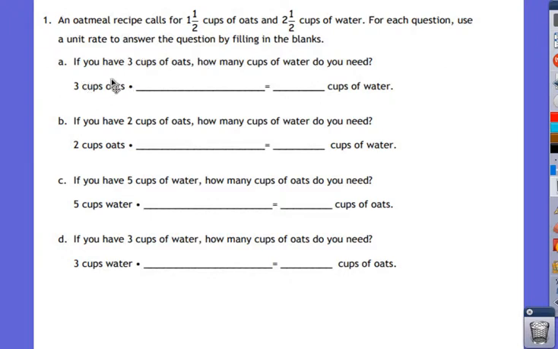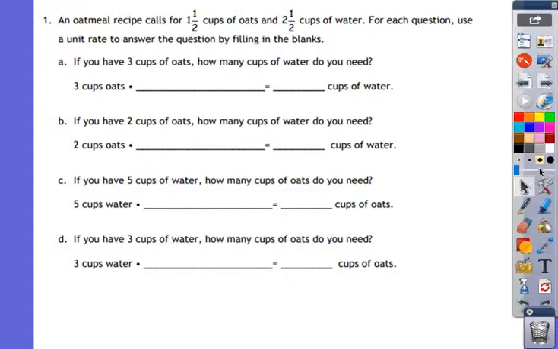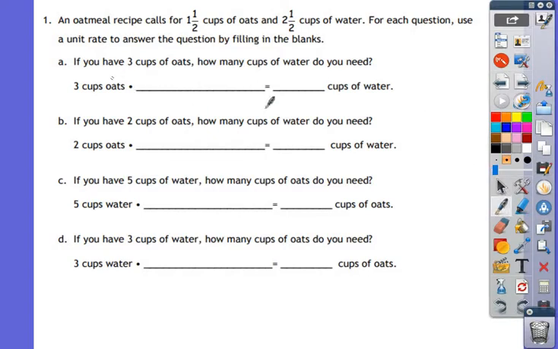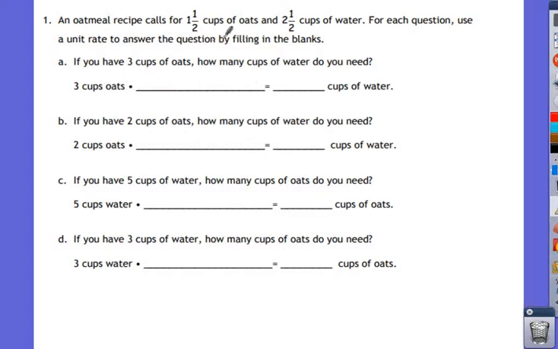Okay, so I have 3 cups of oats. I need to figure out how many cups of water I need for this particular recipe, and I want it to use this ratio so that it tastes the same. Alright, so first thing that I don't like seeing, because I know I'm about to do some math with fractions, is these mixed fractions. I want to change those to improper because it's easier to work with.